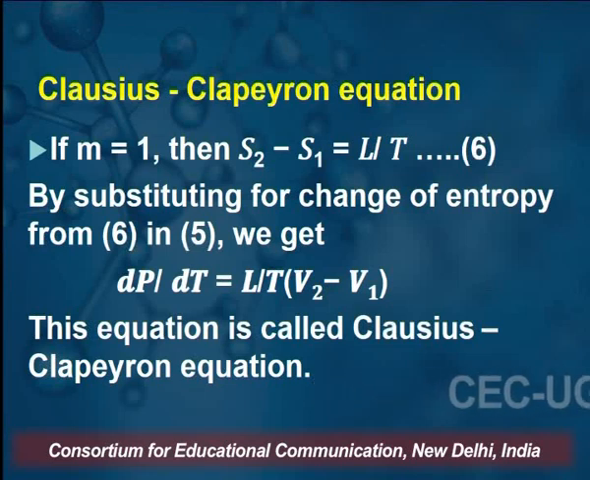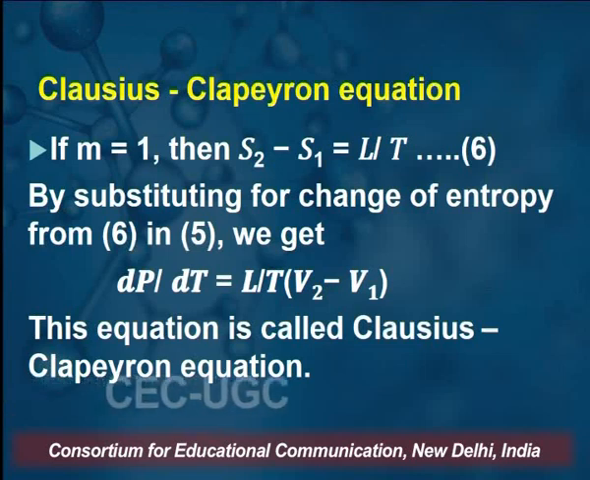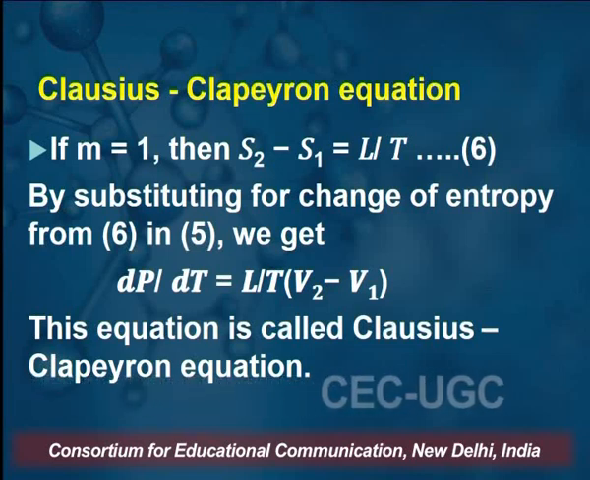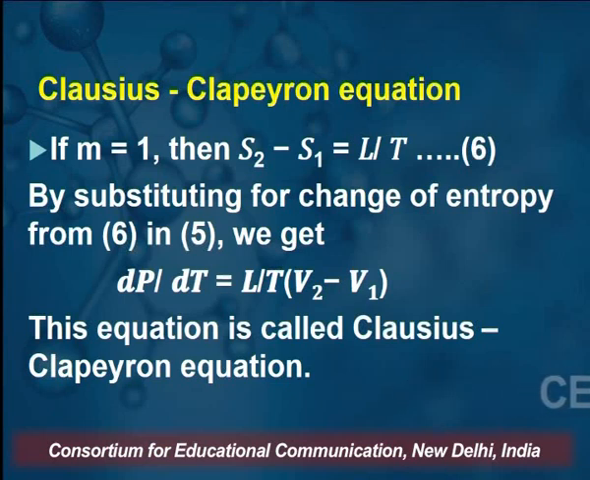By substituting for change of entropy from 6 to 5, we get dP/dT is equal to L/T(V2 − V1). This equation is called Clausius-Clapeyron equation. If M is not equal to 1, then we would be having ML/T(V2 − V1), and as done before, the M occurring in the numerator is taken in the denominator such that we get V2/M and V1/M, which represents the specific volumes.